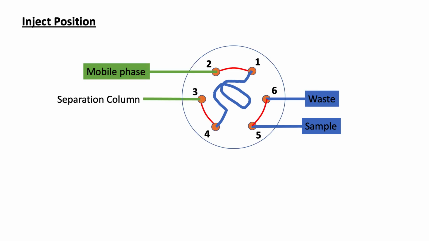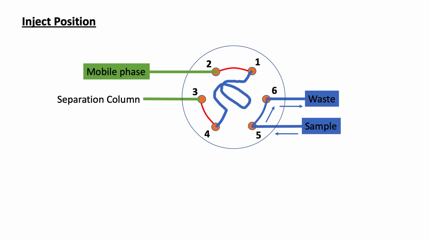Once the knob turns to the inject position, the internal connections between ports change. At the inject position, port 1 and 2 internally connect. Port 3 and 4 internally connect, and port 5 and 6 internally connect, as reflected by the red lines between their ports. Consequently, the flows in both sample and mobile phase lines change. For the sample line, sample flows from port 5 to 6 internally and then goes to waste.